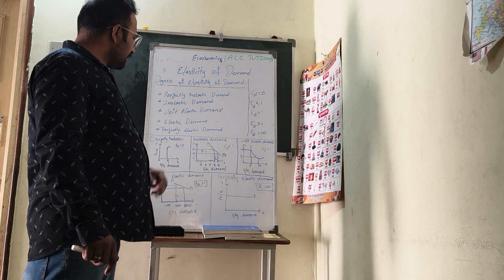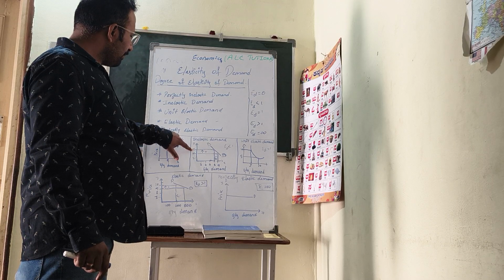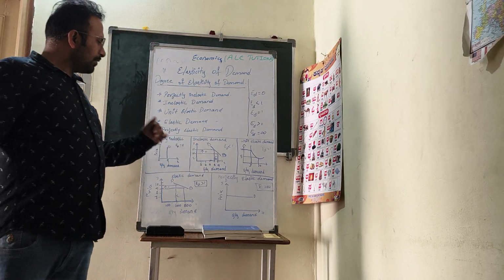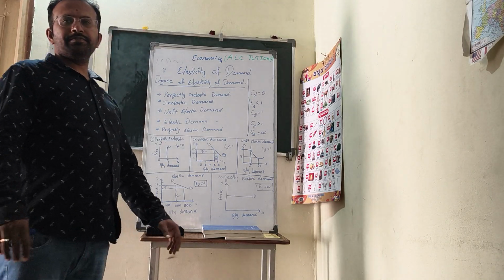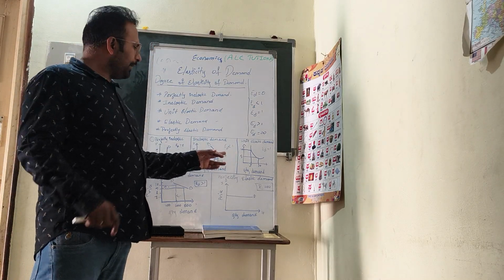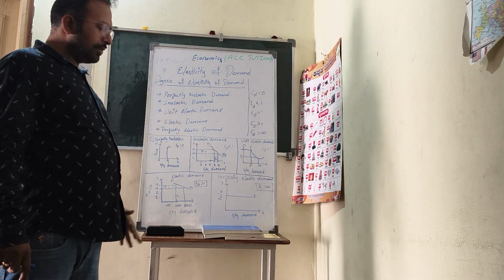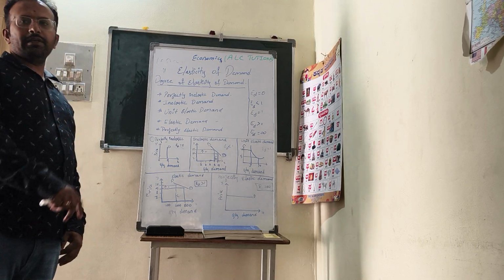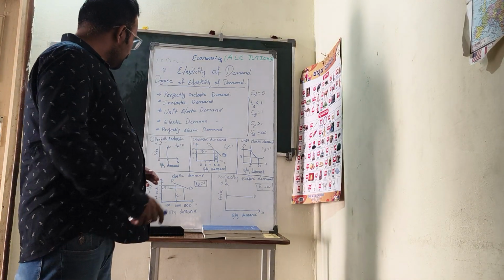Next one is inelastic demand. What is inelastic demand? You can see the price is increasing more, but demand is not increasing up to the extent of the price. In that case, we call it inelastic demand. Here elasticity of demand will be less than 1. In elastic demand, demand changes more compared to price, but in inelastic demand, price was increasing, but demand did not increase up to the same extent.